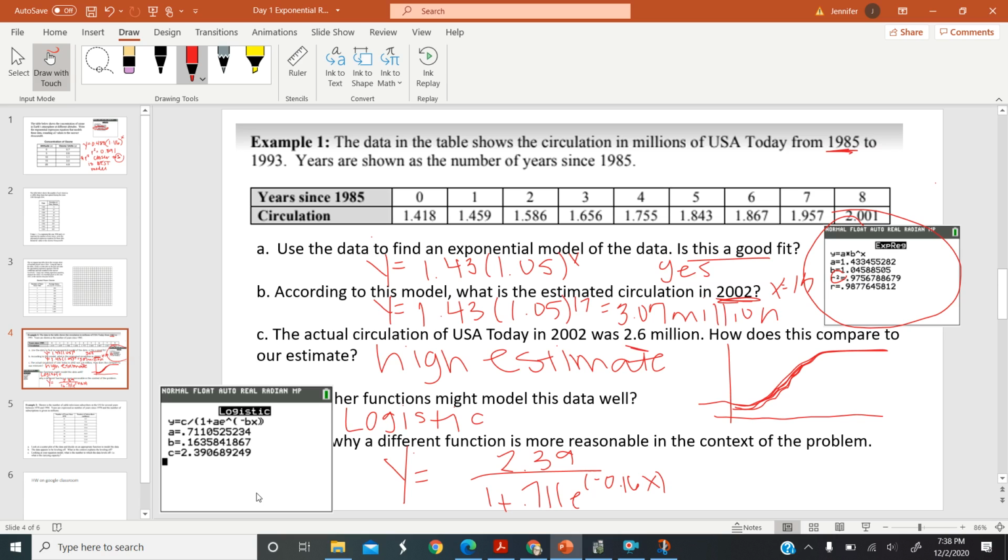But either way, that would be the carrying capacity, and then over all of the other stuff that we talked about a little bit, but not as much. The main number that is important is that one right there because it's showing the carrying capacity, and then you can use X to plug in a year and it'll show you the estimated circulation for that year.